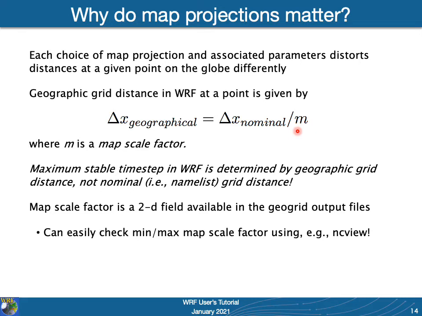So the important idea is that the maximum stable time step that you can use in the WRF model is determined by the geographic grid distance in your model domain and not the nominal grid distance. So if you have, for example, map scale factors that are much larger than 1, you're going to have geographical grid distances that are significantly smaller than your nominal grid distances, and that is going to generally necessitate the use of a smaller time step for a stable integration in the model. After you run the Geogrid program, you'll be able to look at the two-dimensional map scale factor field in the Geogrid output file. And you can do this, for example, using a program called NCView. And we'll take a look at that in just a couple of slides.